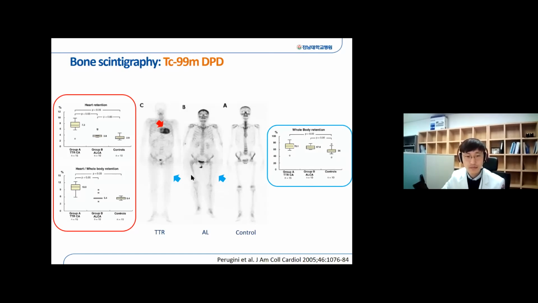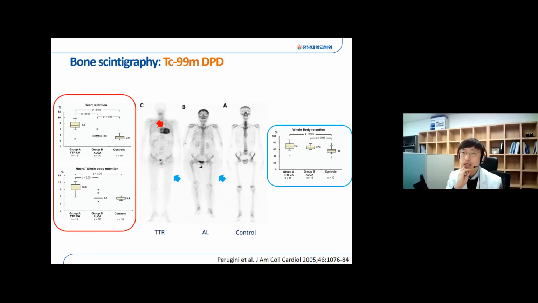Is there any different mechanism for uptake between MDP or DPD, MDP, and PYP in amyloidosis TTR? Well, I have no experience in DPD, but some experience in HMDP and some more experience in PYP. And I think PYP is quite good. And some doctors say that DPD is probably the best.